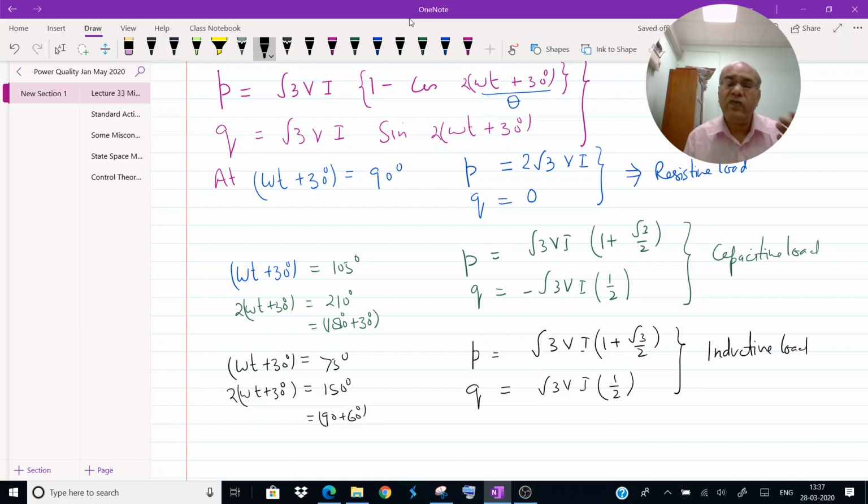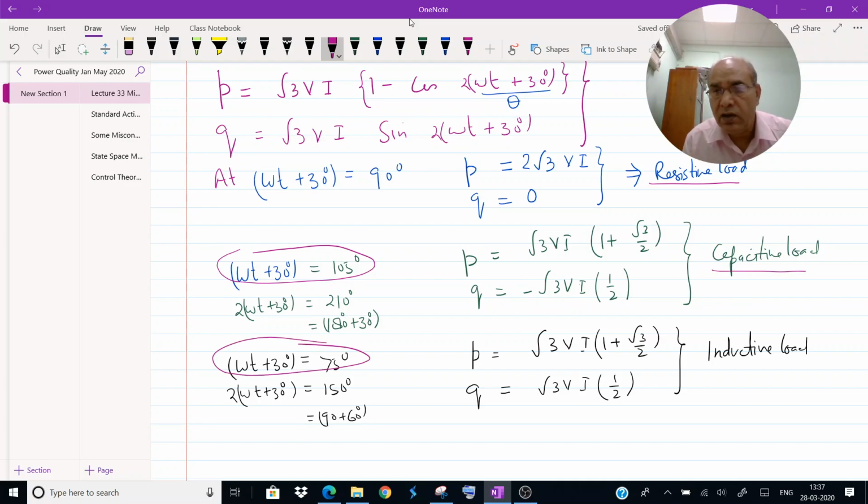So you see, at different instants we have a different characteristic. At this instant for omega t we have a resistive load. At this value of omega t we have a capacitive load. At this value of omega t we have an inductive load. Same configuration, but at different moments it describes a different kind of load, which basically means that it is misleading. I know that my load is resistive and hence there is no possibility of having capacitive and inductive load.